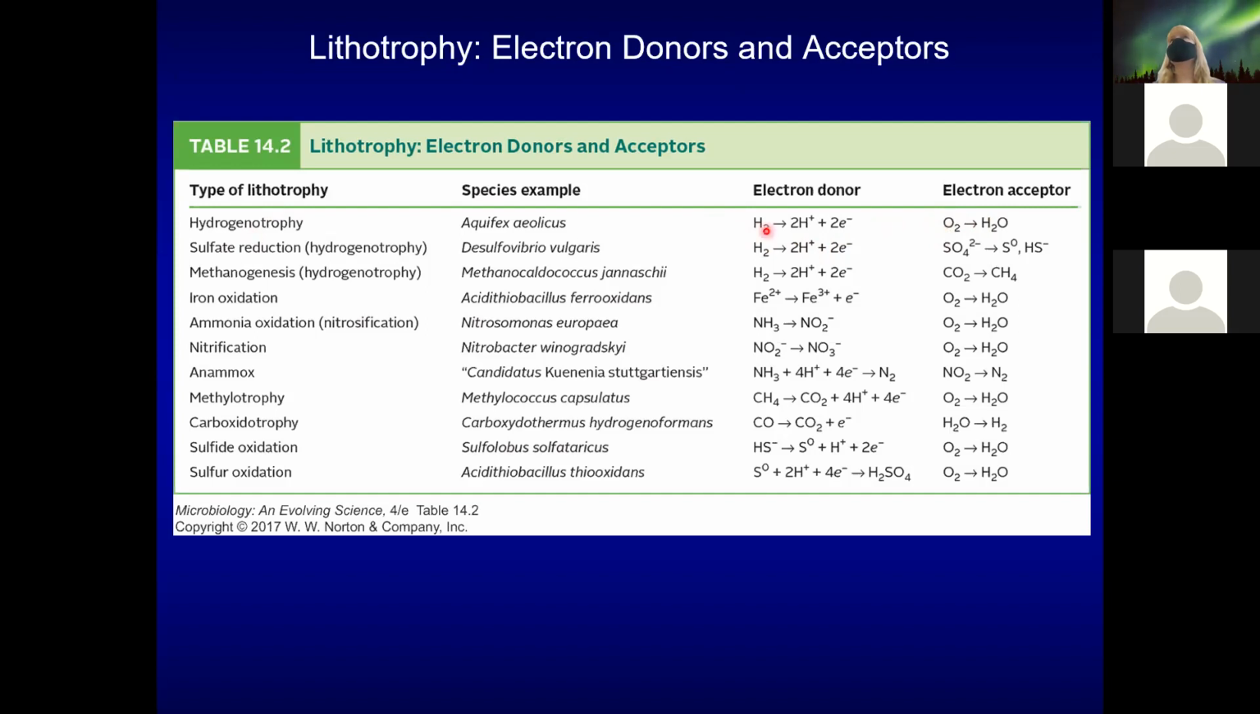And so as hydrogen is getting stripped of electrons, eventually those electrons end up at oxygen, and eventually water will get produced. All right, so you can see if you look on the right column, oxygen is a common strategy to have oxygen as the terminal electron acceptor, but not always.